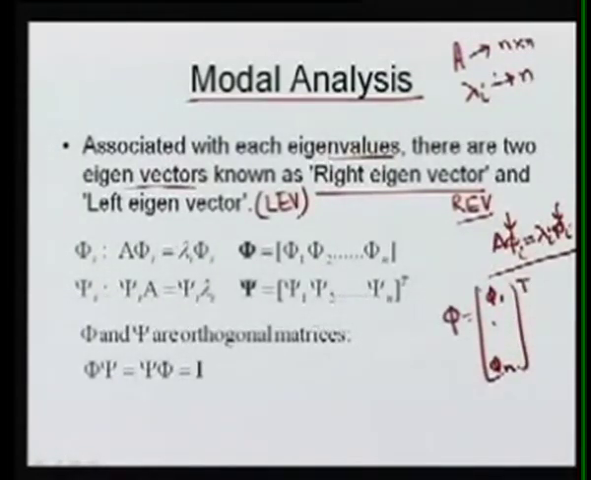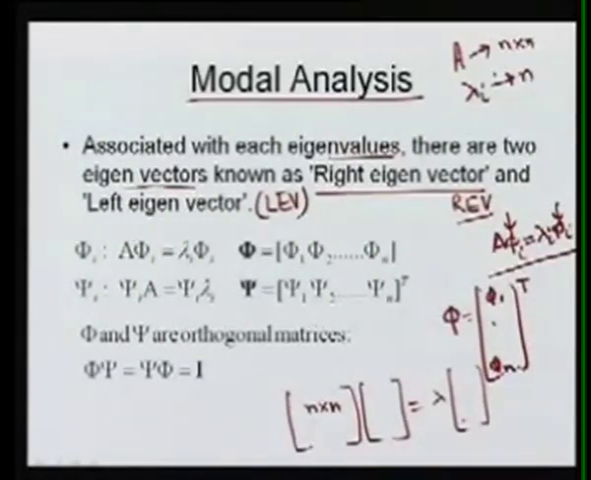Because you can see, if you are multiplying an n cross n matrix here, this is n cross n, this is a vector, this is your constant, and this is a vector. What is happening? If you multiply phi this side, that is your phi 1 to phi n, this is n cross 1, then you will get an n cross 1 vector here. So basically, we can get phi 1, phi 2, phi n, these elements of that vector.